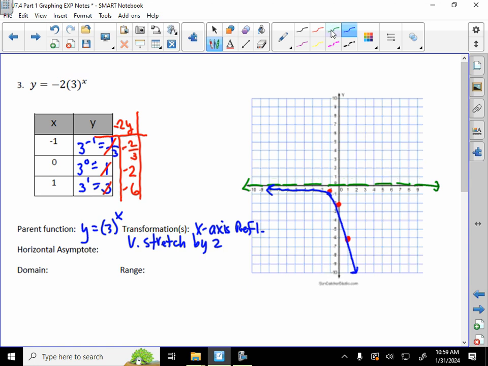All right, so again, our horizontal asymptote is y equals 0. Domain is negative infinity to positive infinity. The range, as we move bottom to top, it's going to first hit at negative infinity and then go to 0.